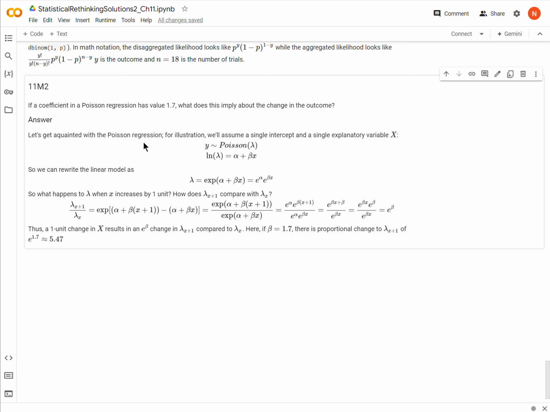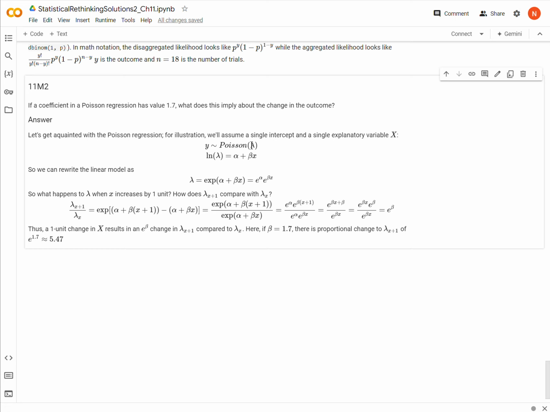Okay, so first let's get acquainted with a Poisson regression, what it might look like. So we might have an outcome variable y distributed as Poisson, and a Poisson distribution has one parameter, lambda is what it's usually called, and lambda represents the expected value of the Poisson distribution. It also represents its variance, I believe, which is peculiar to the Poisson.